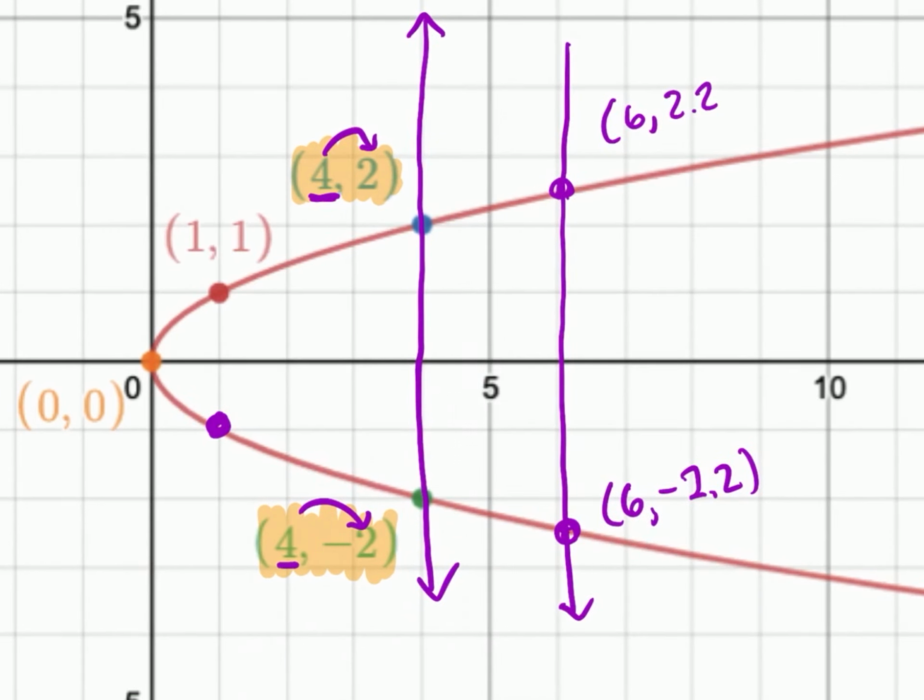So this is called the vertical line test. If you have any location on your relation's graph where you can draw a vertical line and it intersects it twice, you have 2 points that share x values, so it is not going to be a function.